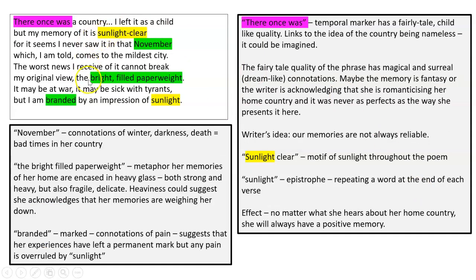So let's look at the first verse. There once was a country. This phrase at the beginning is really important. It's telling us something about time, so we can use the terminology temporal marker. And it has a fairy tale, childlike quality that links with the idea of the country being nameless. It's some kind of imagined or imaginary place.